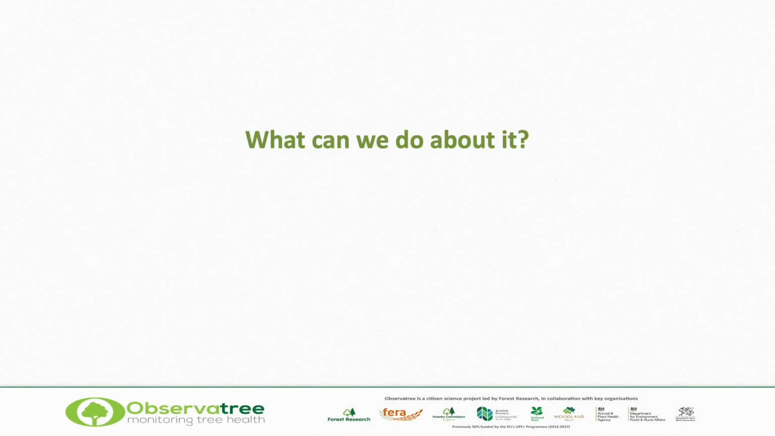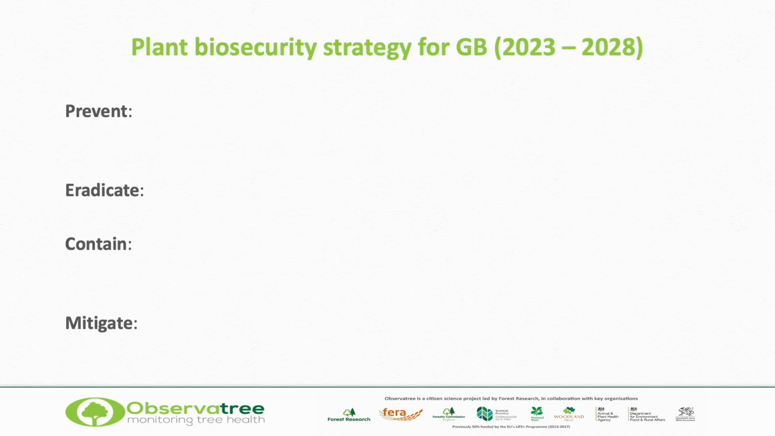But the key really is, what can we do about it? At the GB level, we're looking at something called the Plant Biosecurity Strategy for GB that's set to run for 5 years. And it comes down to 4 real ideas. The first one is just stop them getting in the first place. So prevent them. And this means things like phytosanitary requirements.